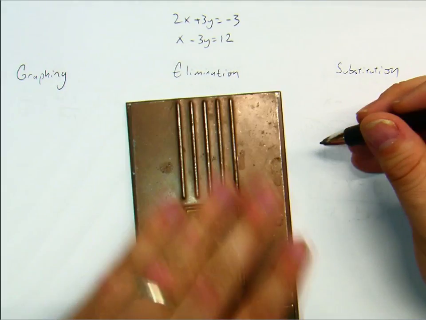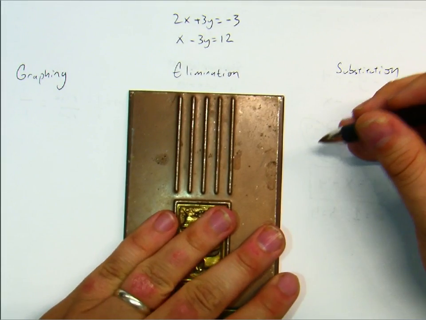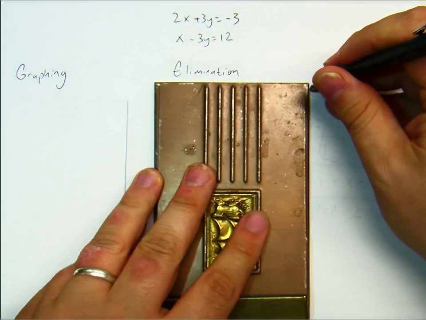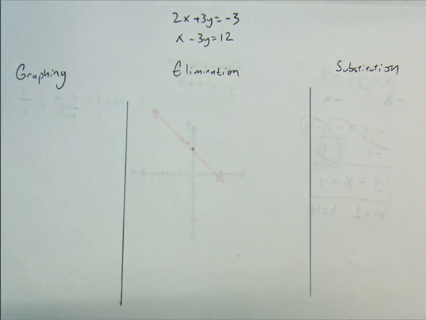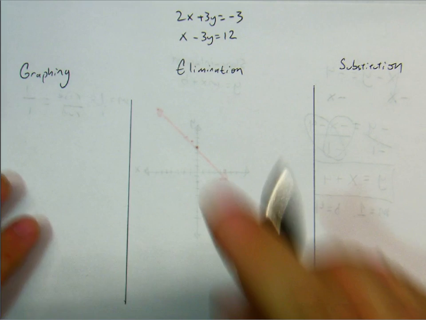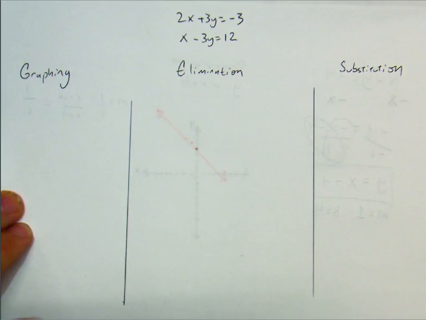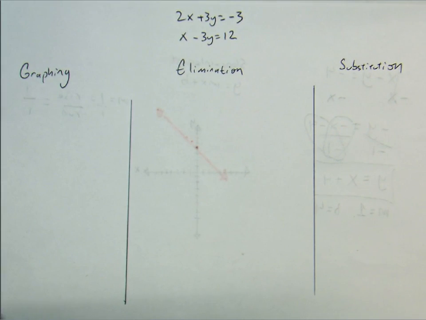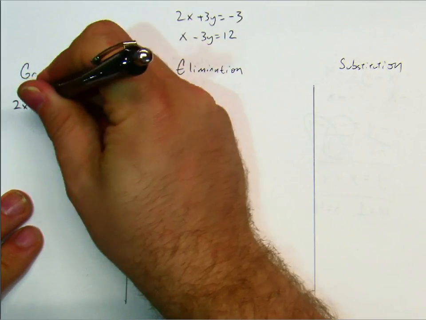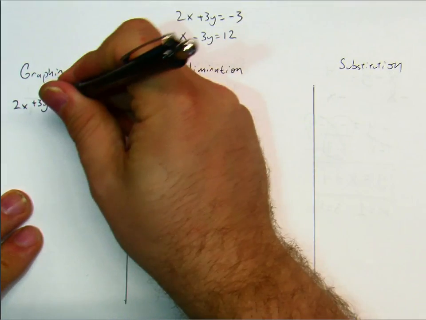So what I'm going to do, I'm going to take my paper and split it up into 3 parts. What way do you guys want to see first? Graphing? Okay, we'll do it the easy way. So for graphing, I'm pretty much doing exactly what we did in the last section, except I'm doing it for each equation. Okay, so I have 2x plus 3y equals negative 3.